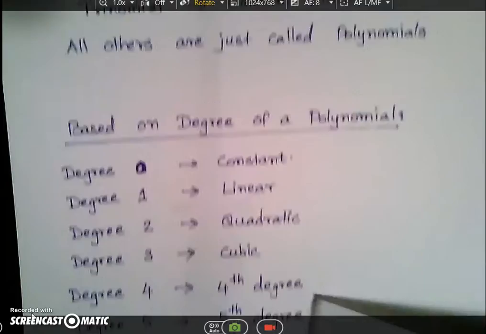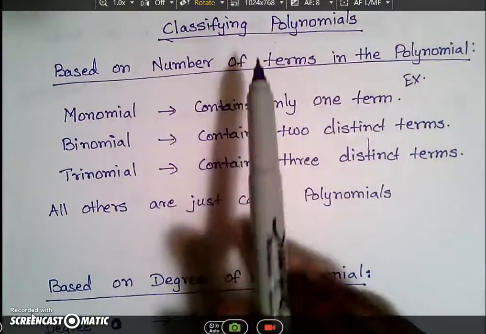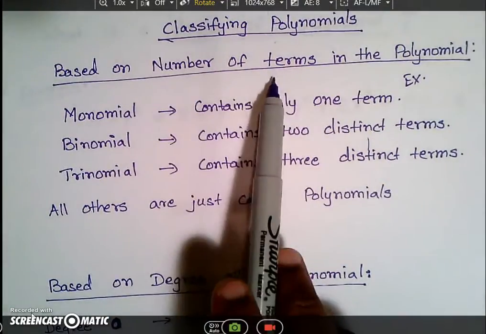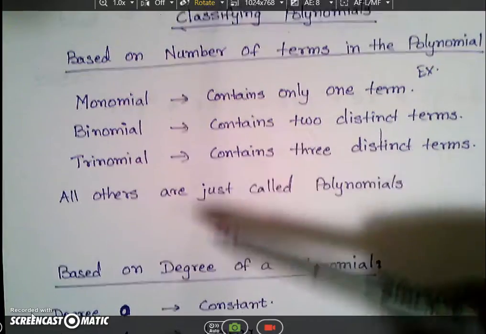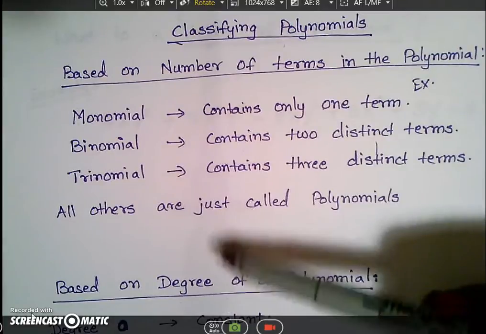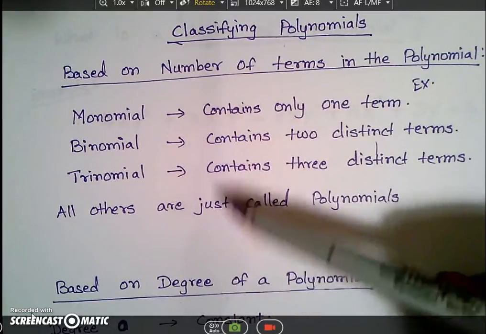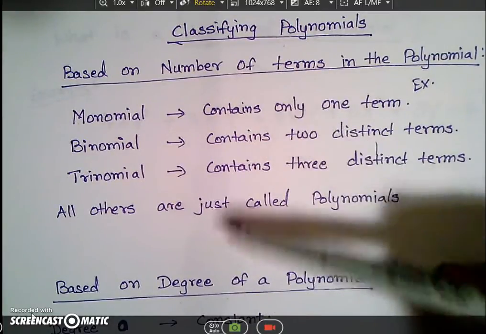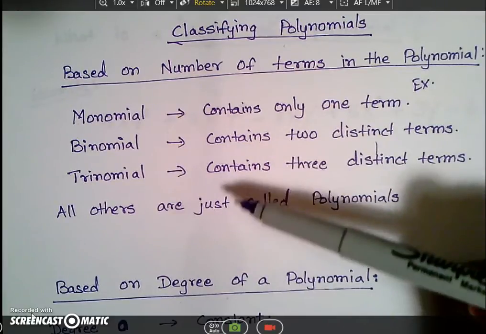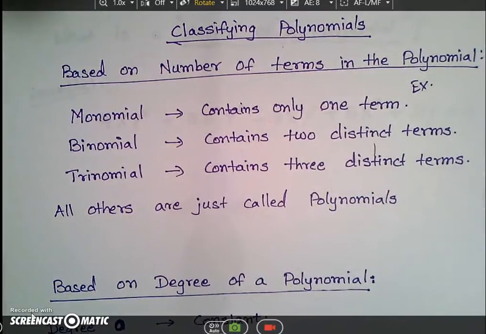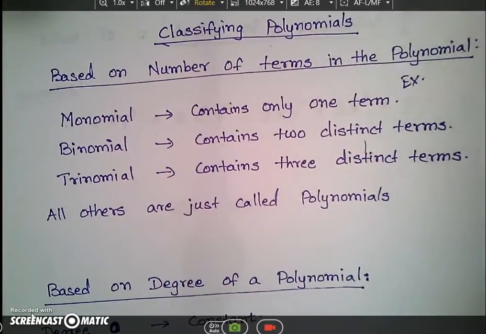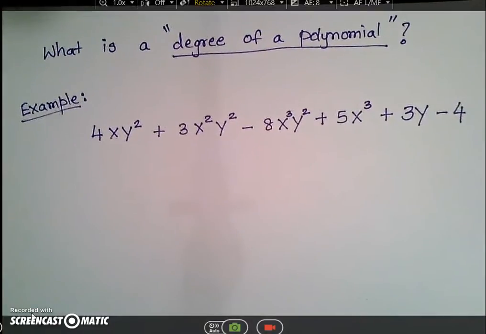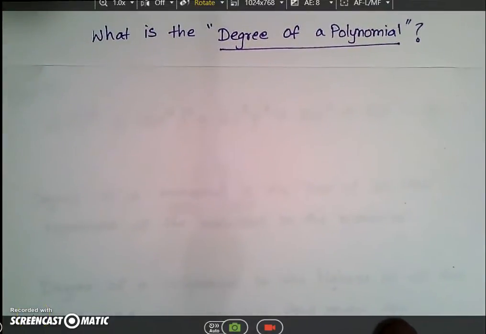Okay, so when we are classifying polynomials, we are not just going to classify based on the number of terms or the degree of a polynomial. We are going to put both of them together. Based on the degree, what is the name, and based on the number of terms, what is the name. So we are going to put both of them together and write the name of the polynomial. We will do that in a bit, but let's first understand what the degree of a polynomial is.